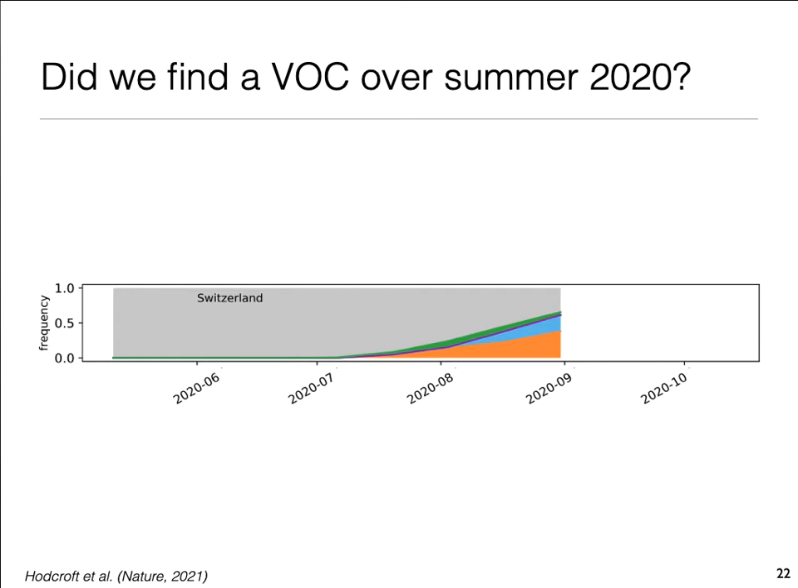Throughout 2020, we investigated and explored if we see any worrying new variants, any variants of concern in Switzerland, but also across Europe. And so over summer 2020, all of a sudden, we saw that this orange variant is increasing in frequency quite rapidly. While it was not present at all in July, it was actually by end of August giving rise to more than half of all infections in Switzerland.